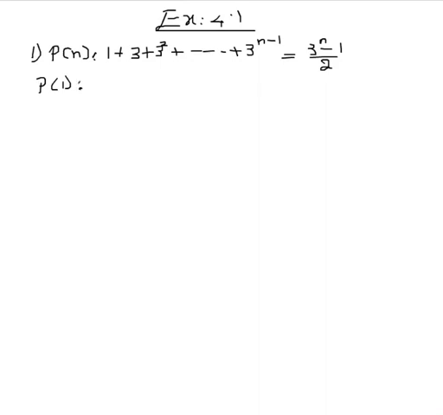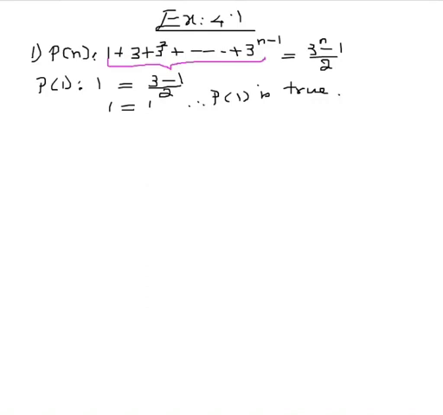This is a series. Series means sum of the numbers of a sequence. So this has n terms. P(n) has n terms. So P(1) will have only one term. The first term, which is 1, is equal to, substitute n as 1 on the other side. So we get 2/2, which is 1. Therefore, P(1) is true.